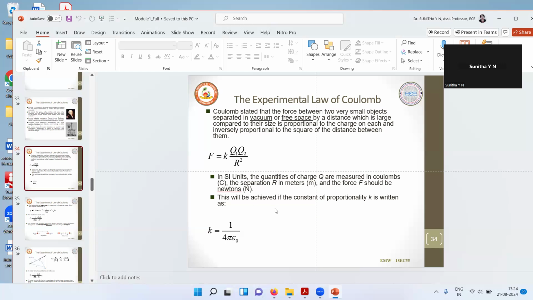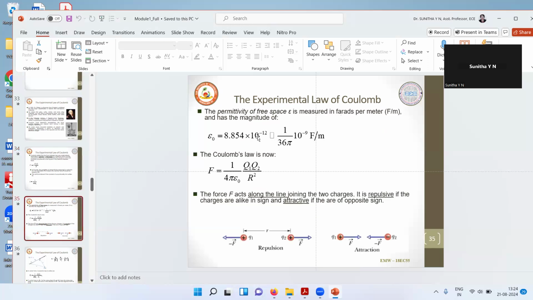This will be achieved if the constant of proportionality K is written as 1 divided by 4 pi epsilon naught. We know that epsilon naught is the permittivity of free space, measured in farads per meter. We can represent it in two ways. One is 8.854 into 10 power minus 12 farad per meter, and another form of epsilon naught is 1 divided by 36 pi into 10 power minus 9 farad per meter.